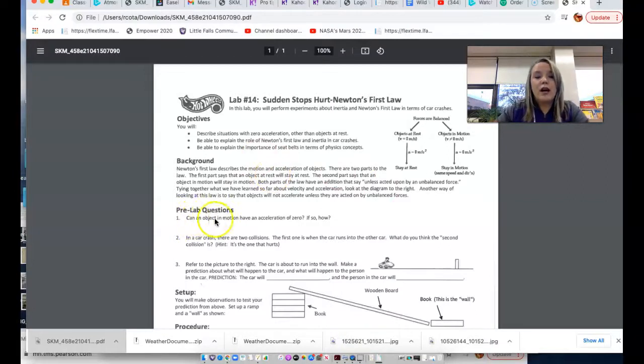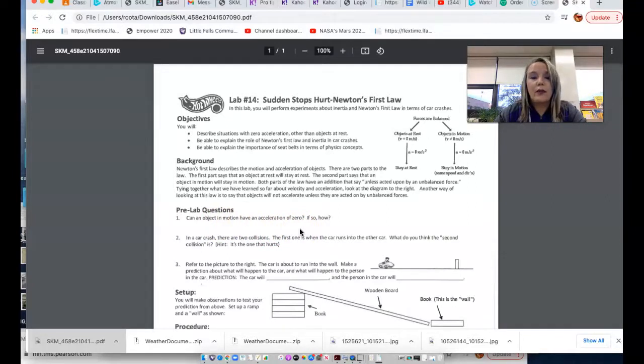So it says, can an object in motion have an acceleration of 0? If so, how? And we're going to go over, I'll make another video about these questions, okay? So for right now, and if you're a distance learner, you can either edit this PDF, or you can just make a Google Doc and number them, maybe give them the header pre-lab questions so that I know what you're answering. This is just, what do you think right now? Can an object in motion have an acceleration of 0?